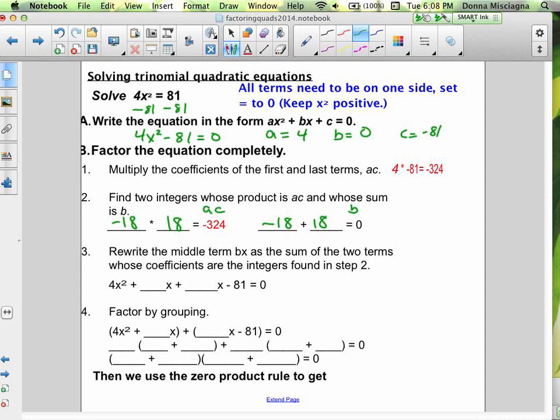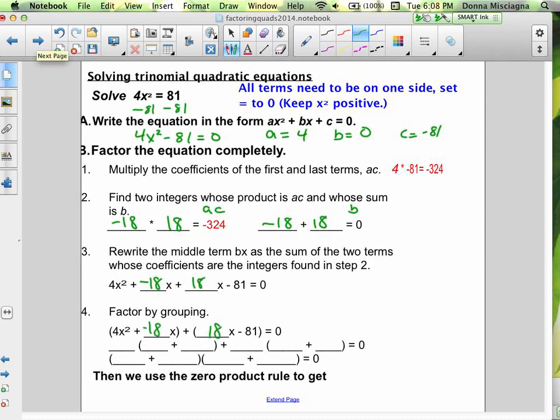All right, so we want to rewrite that middle term, that 0x, as the sum of the two terms whose coefficients are the integers we just found, negative 18x and positive 18x. Oh, I don't know why I put another plus. All right, so now the first two become a group, the second two become a group, negative 18 and positive 18.